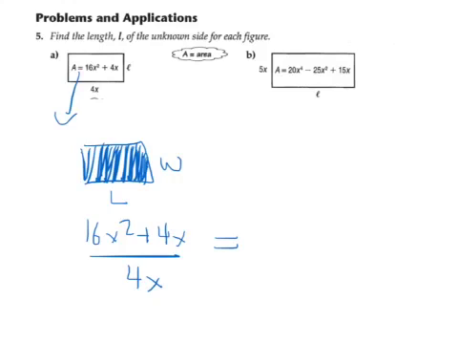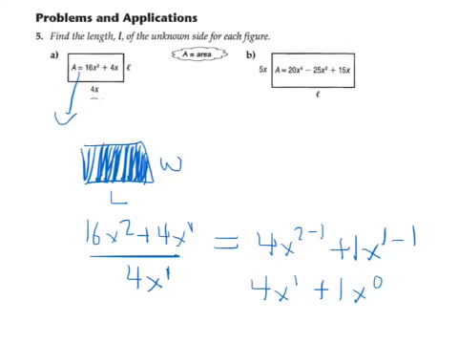So 16 divided by 4 will be 4. And remember, this x is x to the power of 1. So I'd have x to the power of 2 minus 1. And then the next part would be 4 divided by 4, which is positive 1. And that's x to the power of 1. Then I'll have x to the power of 1 minus 1. So my answer becomes 4x to the power of 1 plus 1x to the power of 0. And remember again, you don't have to write the x to the 0, so it stays as 4x plus 1.